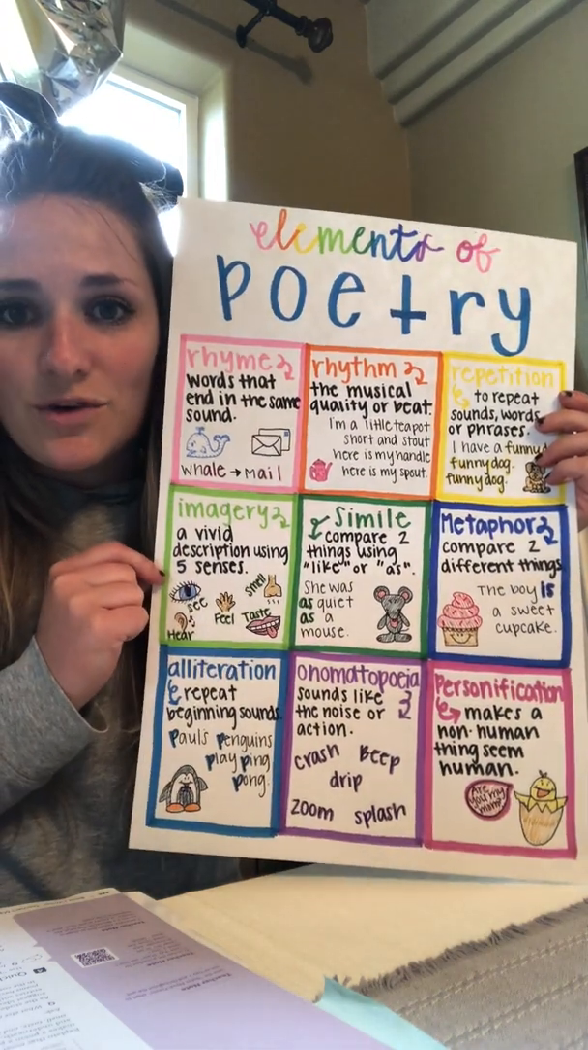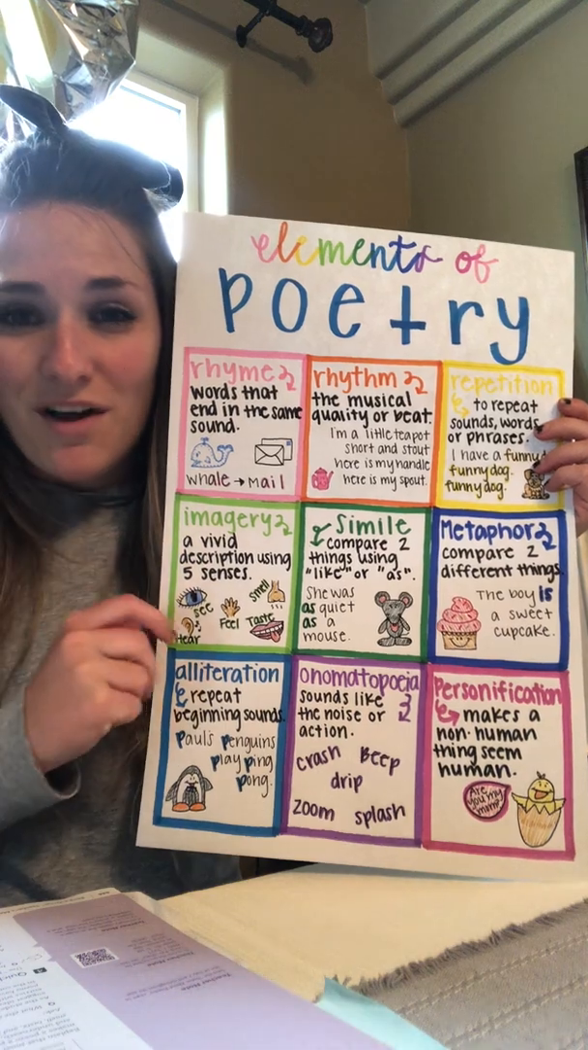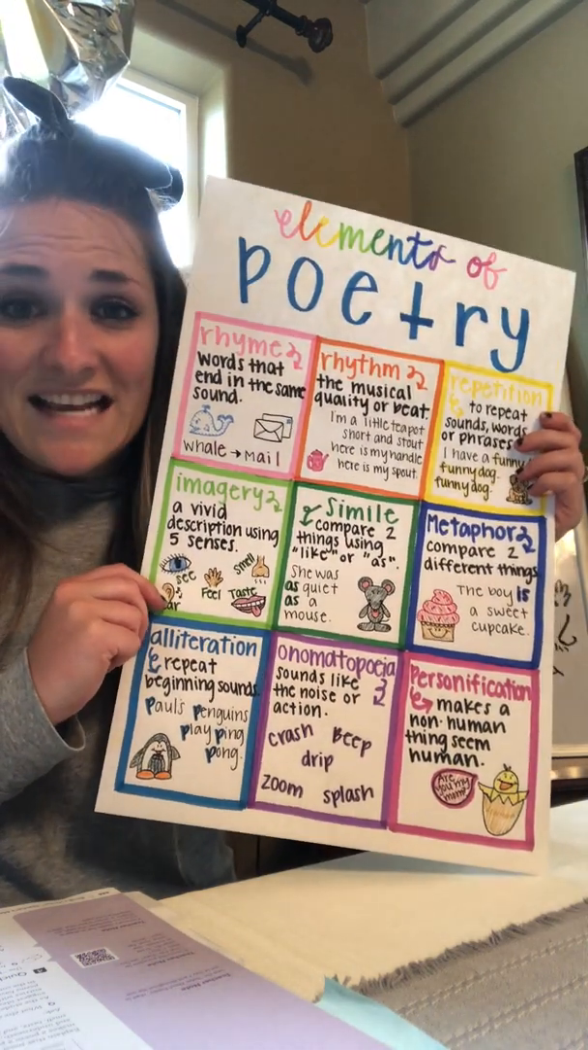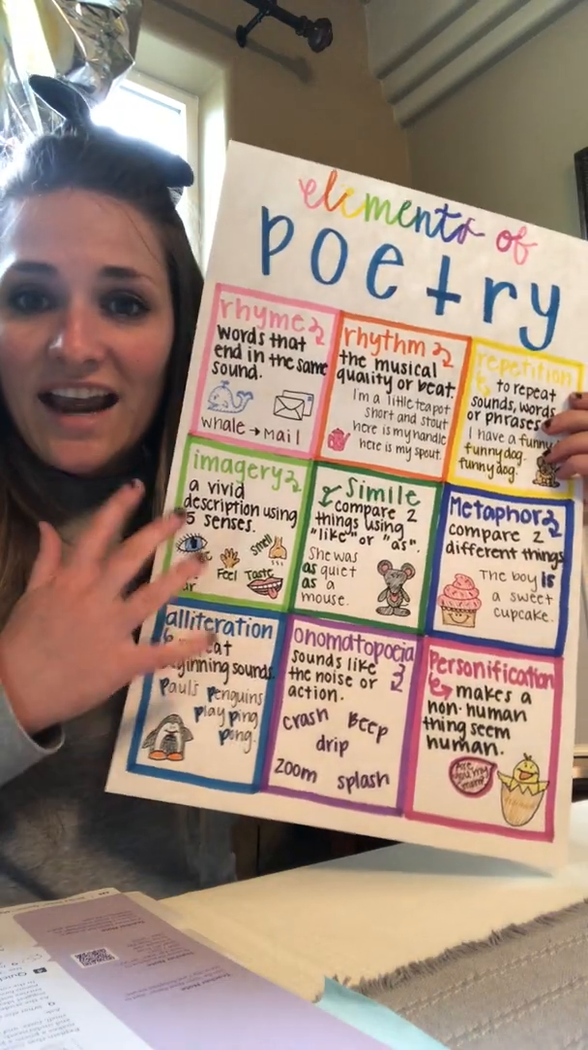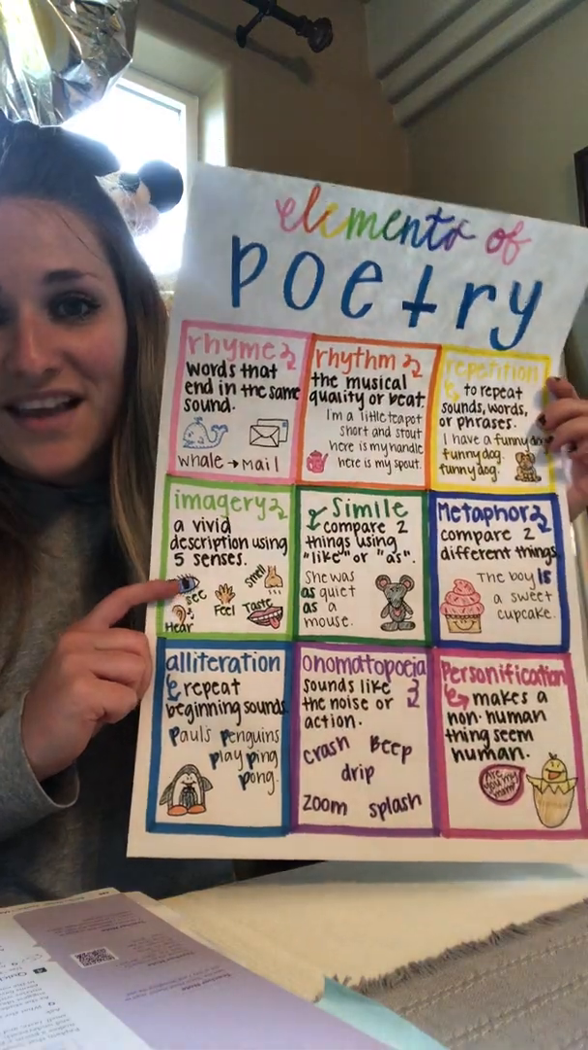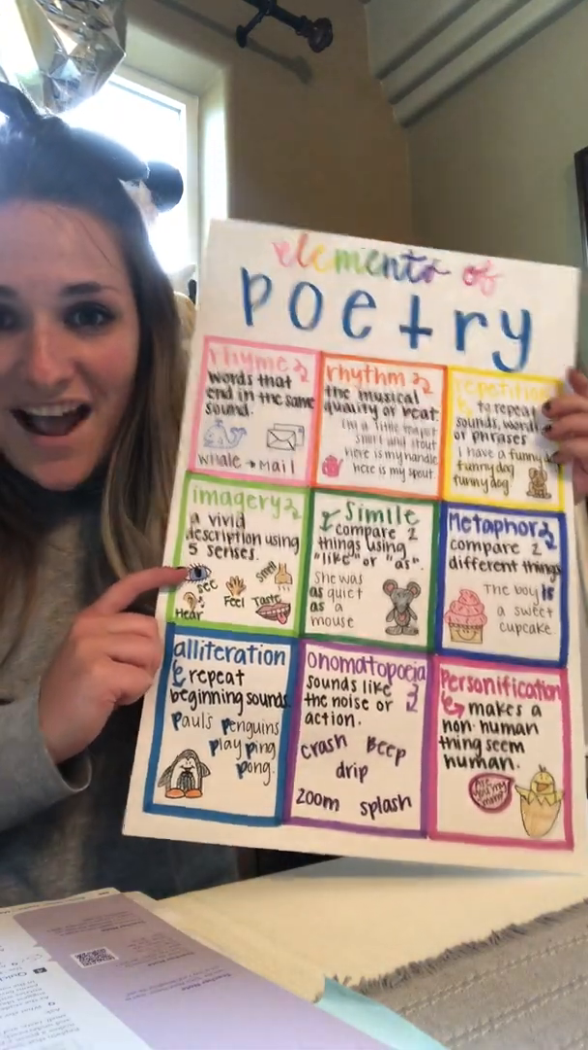So the five senses: you want your reader to be able to imagine what's going on in your poem and maybe feel like they're there. What can they smell? What can they taste, hear, feel? Any of those senses you can include in your writing help make a really great poem. If you have any questions, let your teachers know, but have fun this week.